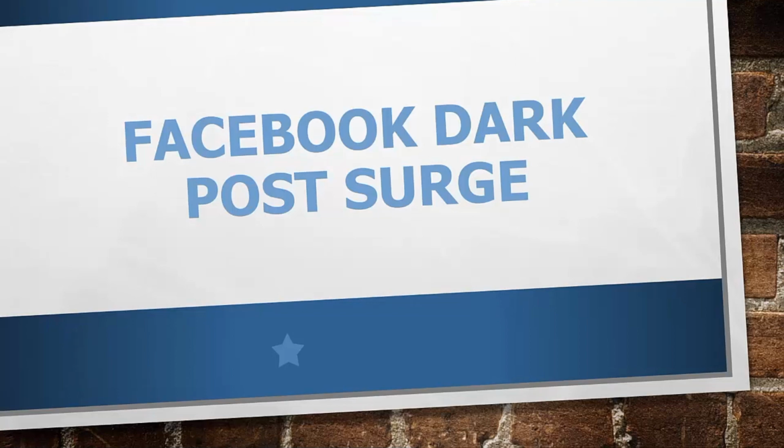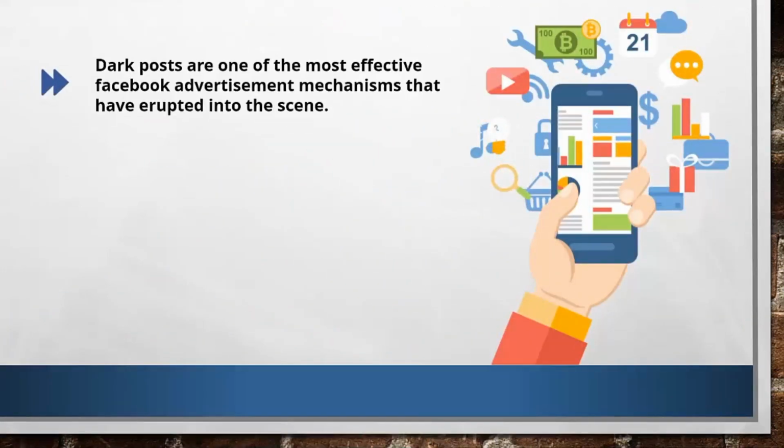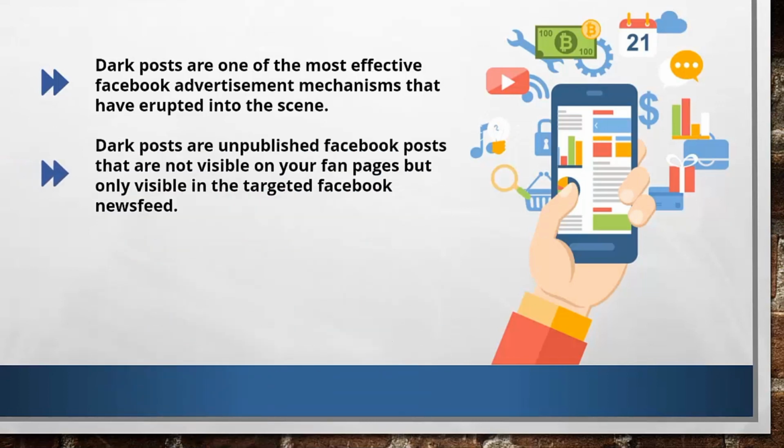Let's first understand what exactly Facebook dark post is. Dark posts are one of the most effective Facebook advertisement mechanisms that have erupted into the scene. Dark posts are unpublished Facebook posts that are not visible on your fan pages, but only visible in the targeted Facebook newsfeed. What I mean over here is that dark posts are something that don't appear in the newsfeed of your fan page, but you can super target the audience where you want the post of yours to appear.